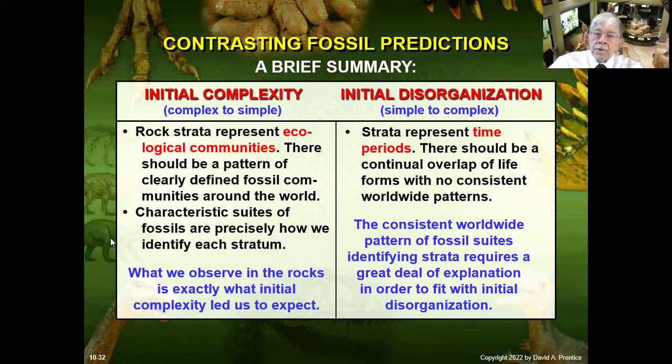Creation says suites of fossils are how we identify each stratum, each rock layer. So what we observe in the rocks is exactly what initial complexity led us to expect. Evolution says the consistent worldwide pattern of fossil suites identifying strata requires a great deal of explanation in order to fit with evolution disorganization.